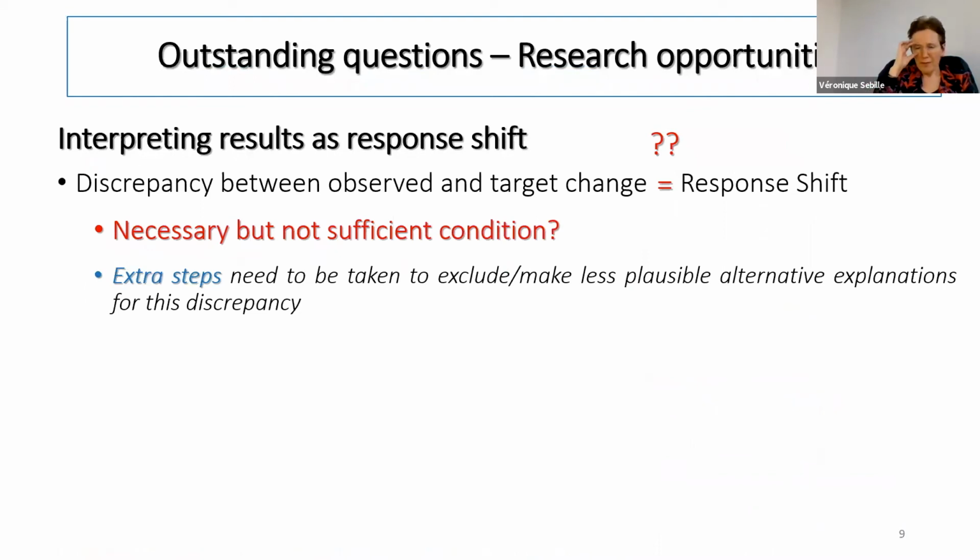What our critical examination revealed is that we have to really be cautious when we interpret results as response shift. For instance, can we say that a discrepancy between observed and target change really equals response shift? Because it might be only a necessary but not a sufficient condition. And we think that extra steps really need to be taken to exclude or make less plausible alternative explanations for this discrepancy.